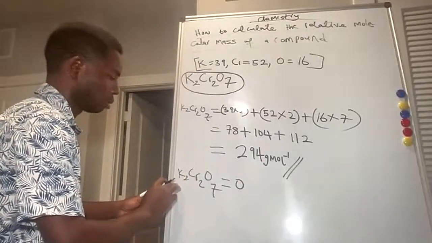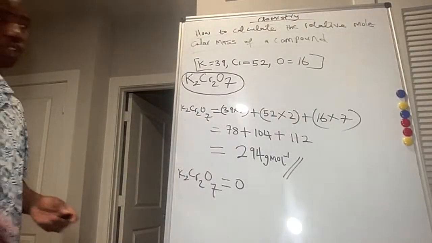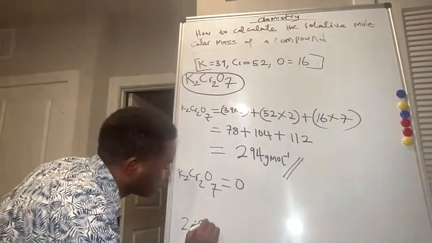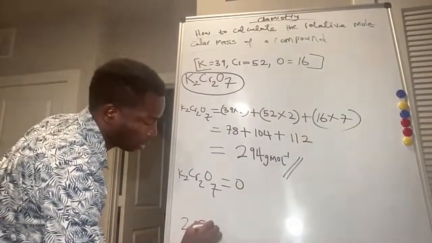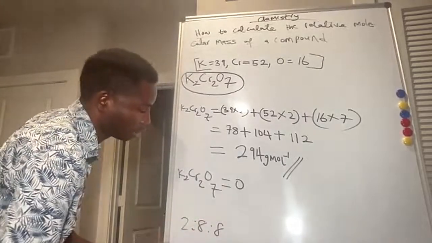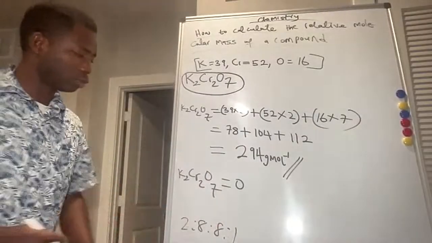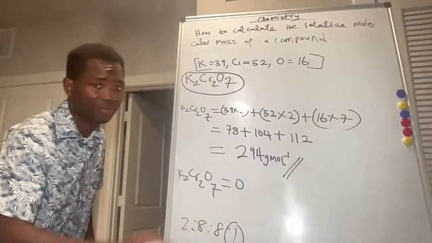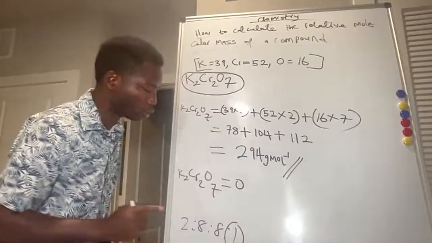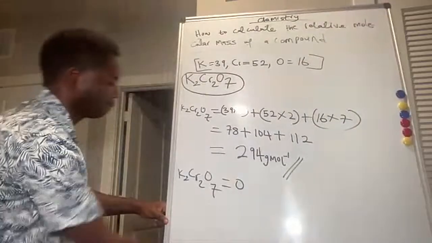What is the valency of potassium? Let's look at it together. Potassium is 19, with electronic configuration 2.8.8.1. Potassium is an electropositive element. It tends to give out 1 electron. Potassium tends to give out how many electrons? 1 electron. So potassium is +1. That is the valency.